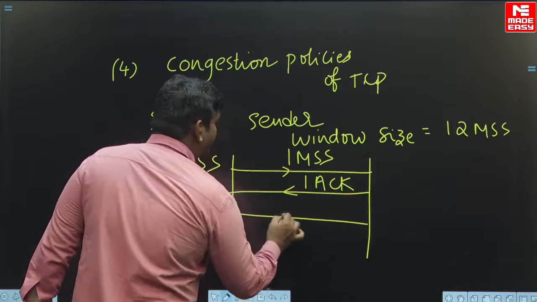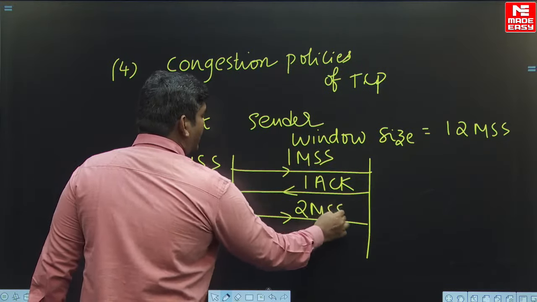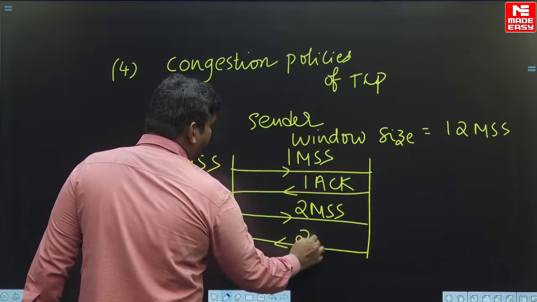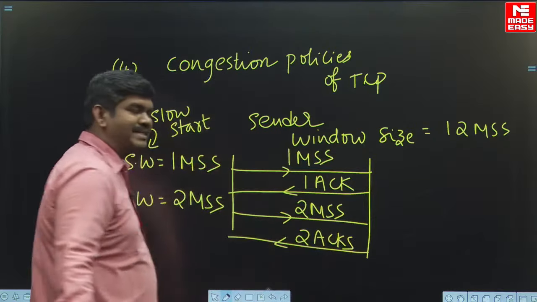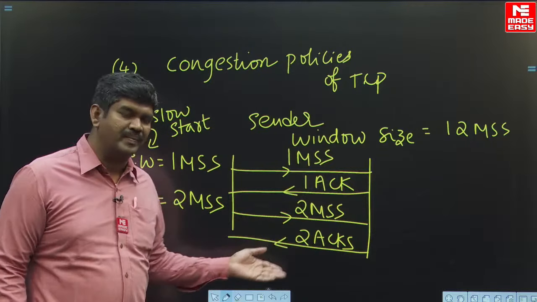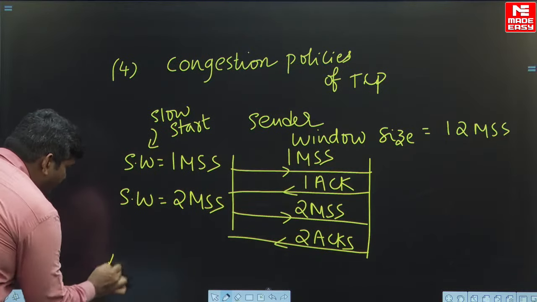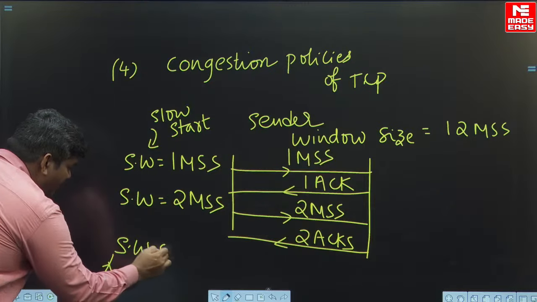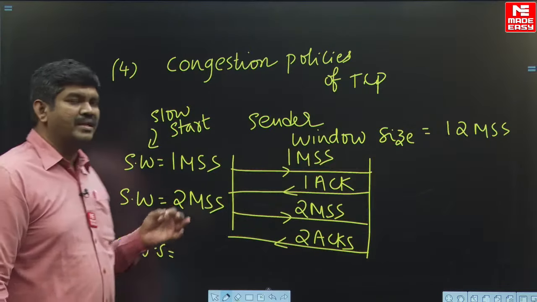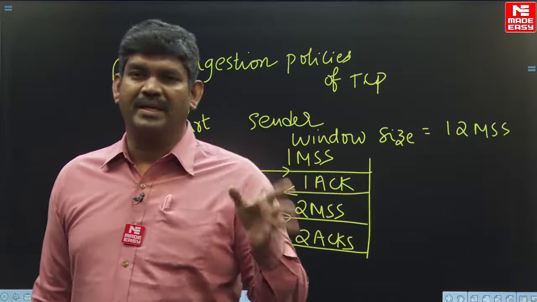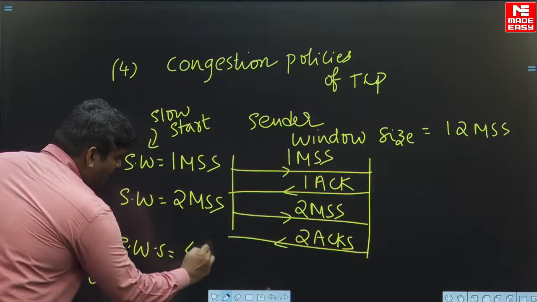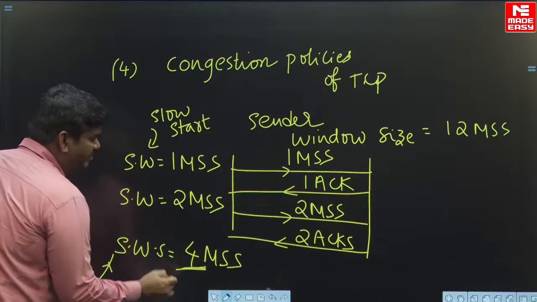Now when you transmit 2 MSS, if the routers are not blocking your data, you are going to get the ACKs. The concept involved is that you get an ACK for every MSS you transmit. Since you transmit 2 MSS, you get 2 ACKs. Now they are asking for the next sender window size, the third iteration. What is the logic? The increase is based on the acknowledgements, so 2 plus 2. What is the answer? 4 MSS.